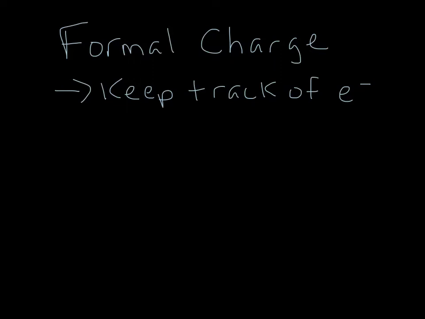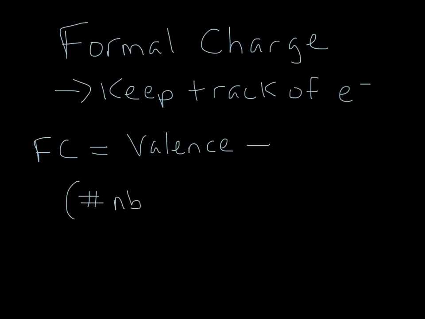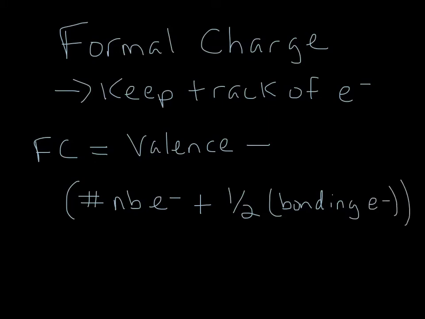So to calculate your formal charge, what you're going to do is take the valence of whatever your atom is and subtract from it the number of non-bonding electrons. So those would be like lone pairs of electrons, plus 1/2 of the number of bonding electrons. So we're going to treat bonding electrons as though they're shared equally between the two atoms that the bond is between.